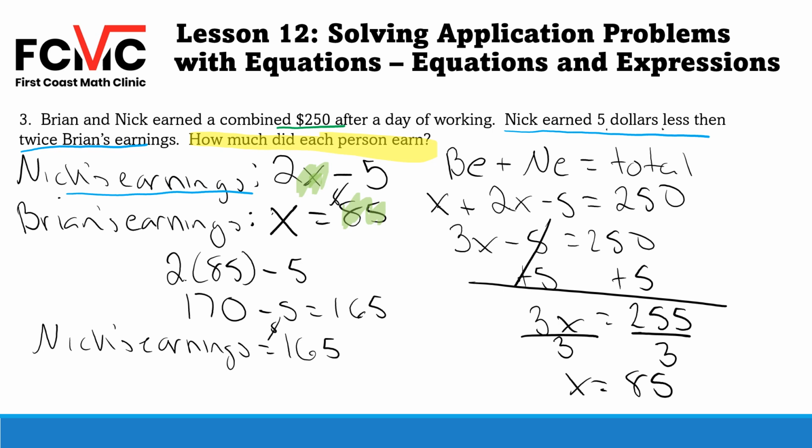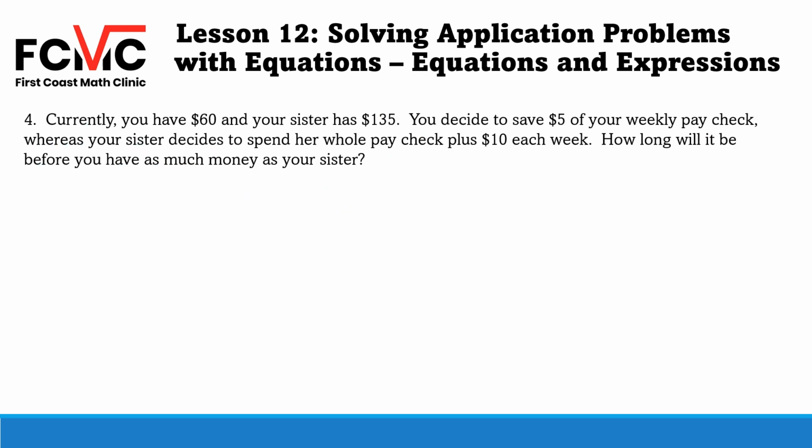All right, let's do one more example. Currently, you have $60 and your sister has $135. You decide to save $5 of your weekly paycheck, whereas your sister decides to spend her whole paycheck plus $10 each week. How long will it be before you have as much money as your sister? So first off, what do we want to know? We want to know how long it will be before you have as much money as your sister. So our variable x is going to be some unit of time, and our time is all in weeks, per week and per week. So x is going to be the number of weeks.